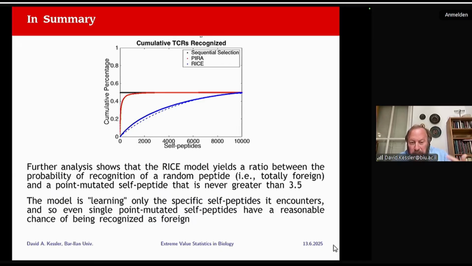So while a point mutated self-peptide is not a random peptide, it's only 3 times as likely to survive being recognized by the set of TCRs, which is a reasonably small price to pay. So the model here is actually learning only the specific self-peptides it encounters. And so even when you single mutate a self-peptide, there's some reasonable chance of it being recognized as foreign and therefore the body attacking it as a tumor cell. So I thank you for your attention, and that's it.